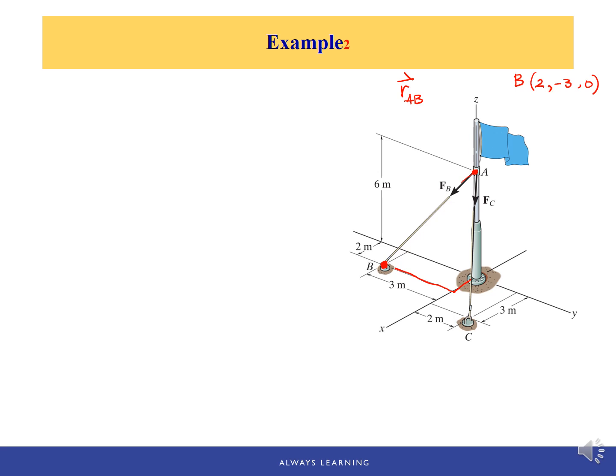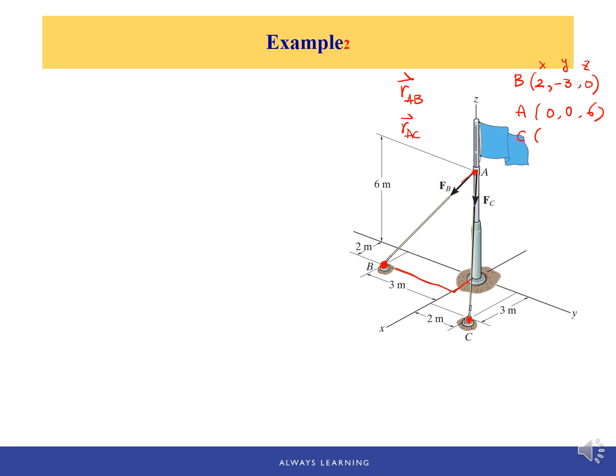So x coordinate, y coordinate, and z coordinate. And same idea for A. Since A is on the z-axis, we have 0, 0, and 6. And let's find C as well, since we're going to look for our AC later for the force FC, right? So we will need the point C as well. So write down the C point here.